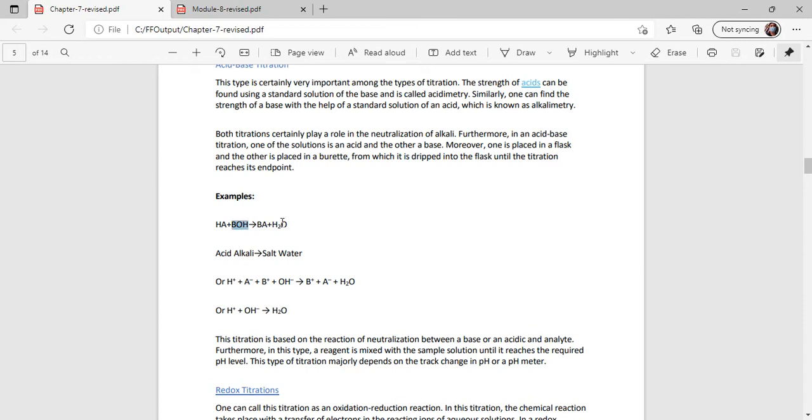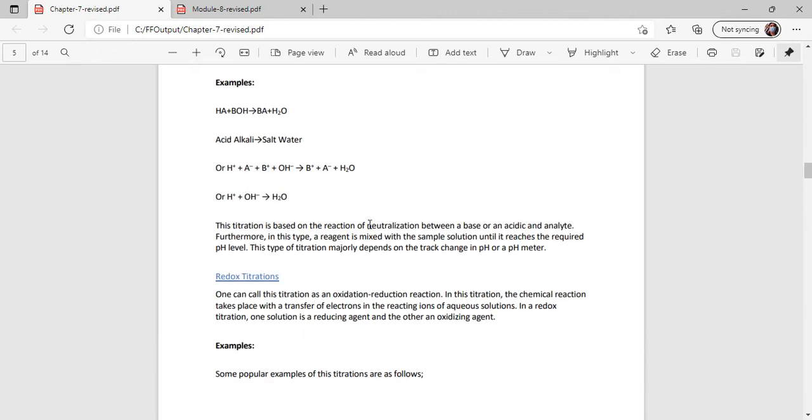In your HA, if the H comes first in your chemical formula name, the A signifies that it is acidic. Then if you see an OH, it means it is an alkali. So you have here the products, BA and H2O. So you have here an acid and an alkali that will produce a salt and water. Or H plus A plus B plus OH equals B plus A plus H2O. Okay, this is an example.